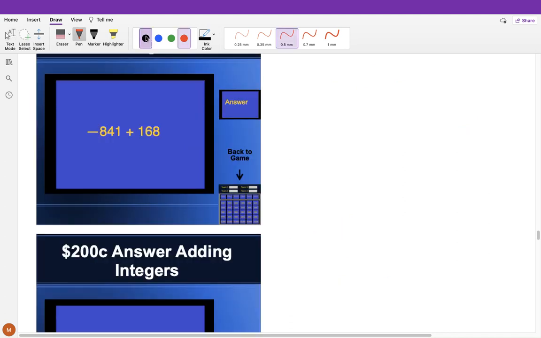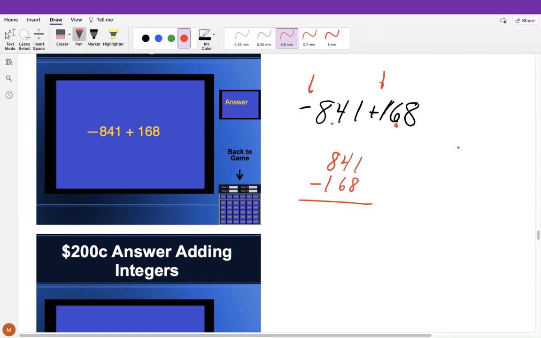All right, then the last question I'll do on this one, one more, I'll do an opposite with you. You guys didn't ask, I'll just do one more. But here I see I have a negative and a positive. So when the signs are different, I subtract. I subtract the absolute value of the smaller number from the larger one. So it's 841 minus 168. Because we talked about before, if I do 4 minus 1, that's 3. 1 minus 4 is negative 3.